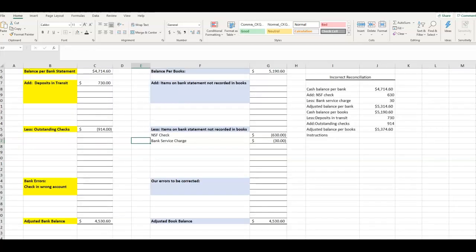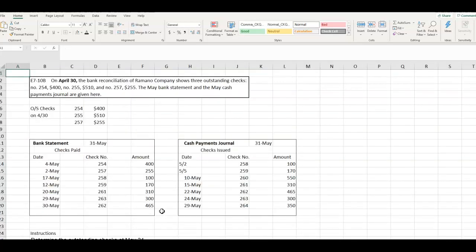This is the one we just did. Here's another one. And this is how you find your outstanding deposits, deposits in transit, or outstanding checks. In this case, we're going to do outstanding checks. These two little comments or labels are important.